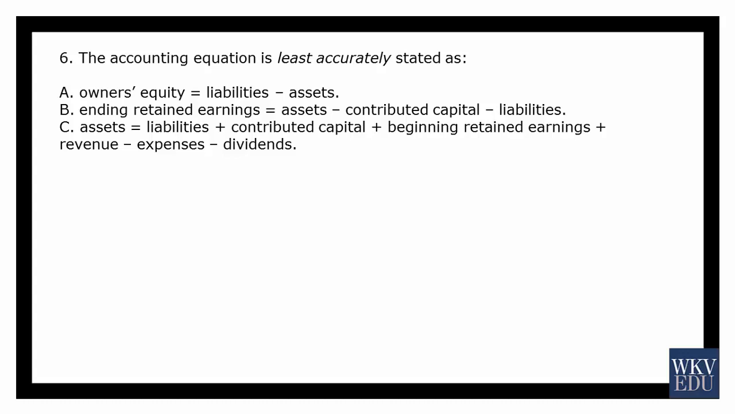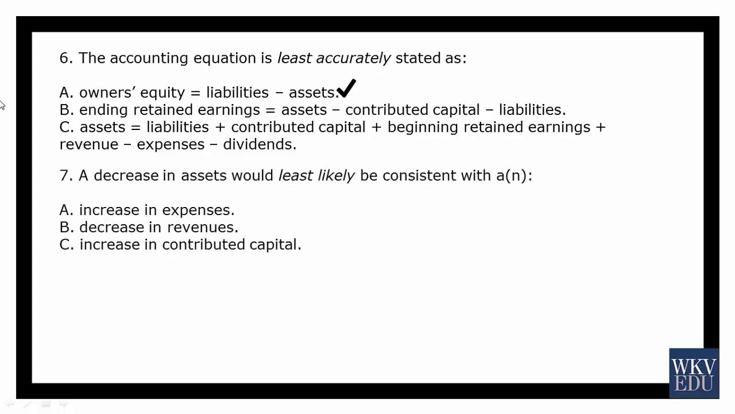The accounting equation is least accurately stated as. Do note that the accounting equation always starts with assets, and the basic accounting equation is assets minus liabilities equals owner's equity. Therefore, assets equal liabilities plus owner's equity. Therefore, option A is the least accurate option.